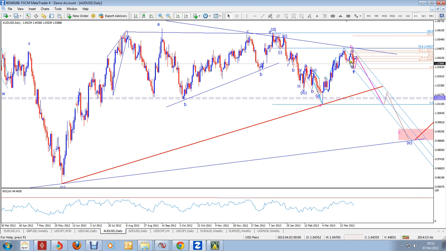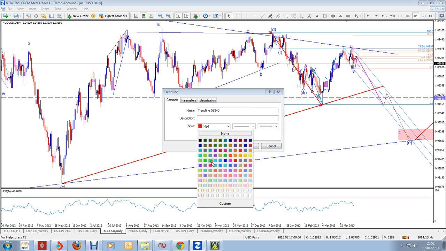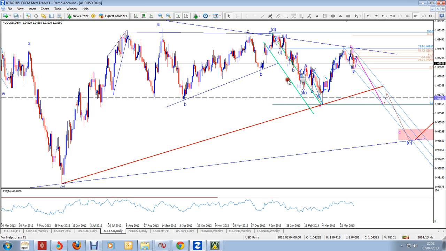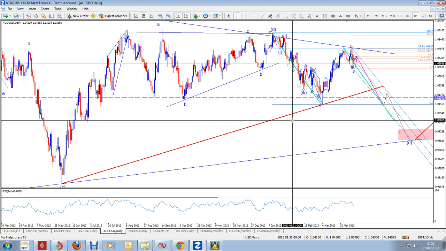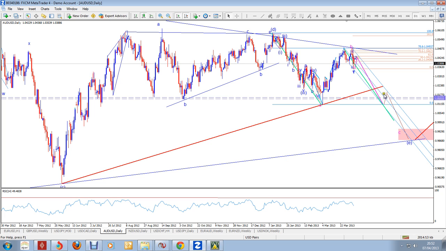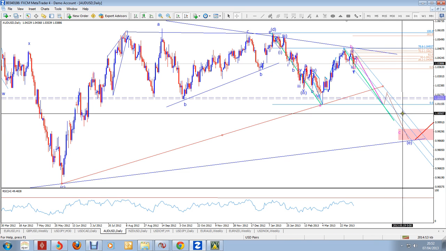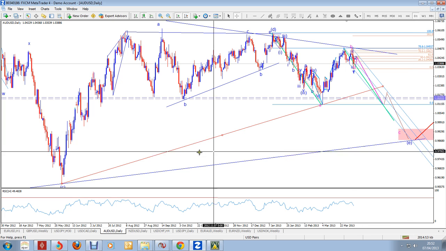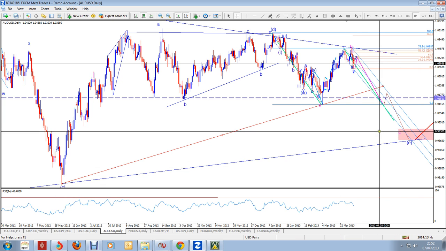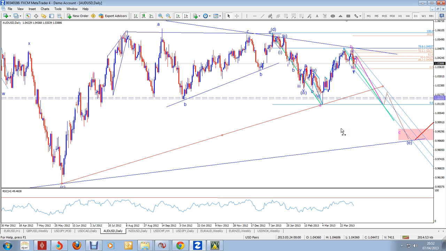Okay, so it's AB equals CD, right? So for example, we measure this one and say that is wave A, and if we get the same AB equals CD, you can see this one would project to a region of around parity. So it's quite possible that we would not stop here where I've drawn this red line. It won't stop there, but instead it will probably go down to parity or right up to the trend line. Okay, so that's basically Aussie dollar is going to be declining.